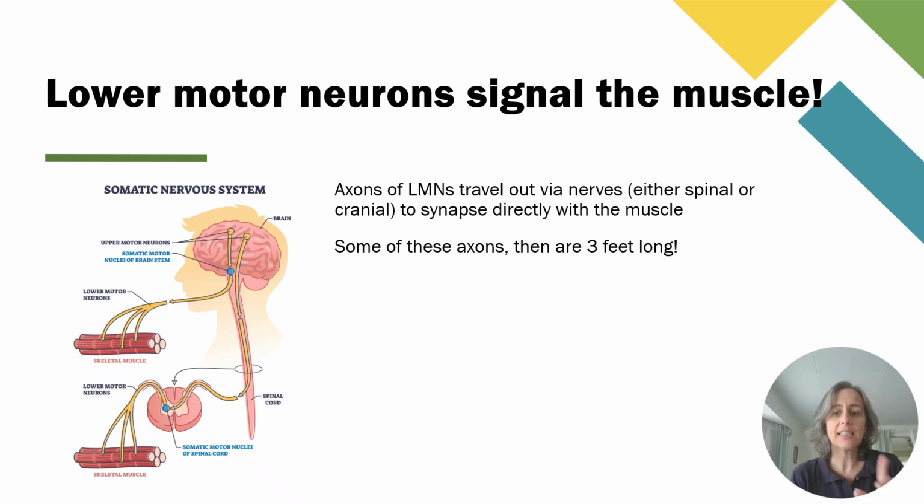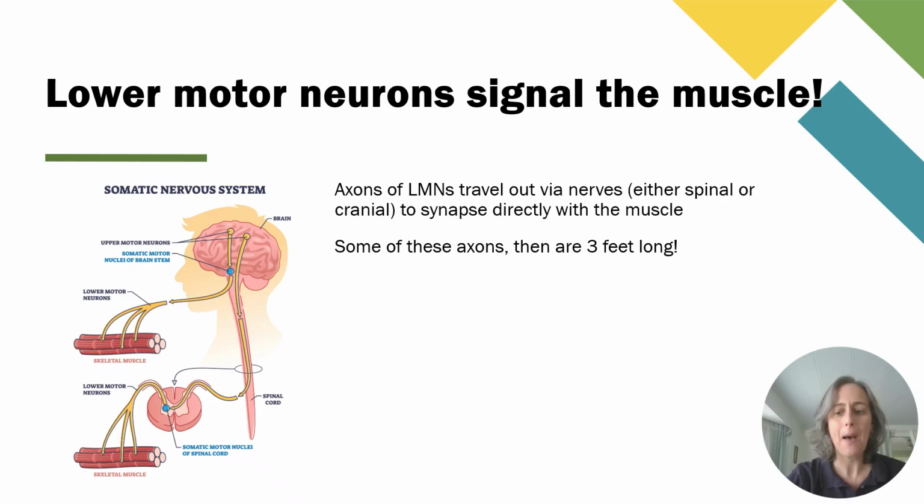So the axon that's going to tell my big toe to bend, that one is 3 feet long because the cell body of that lower motor neuron is sitting in my spinal cord, and then that axon has to travel all the way down my entire lower extremity to get to those muscles.